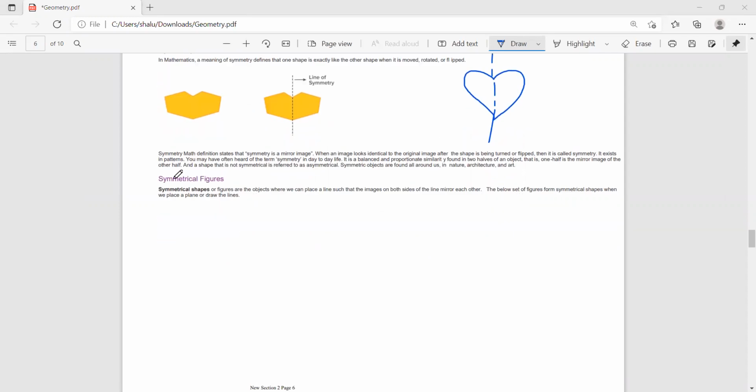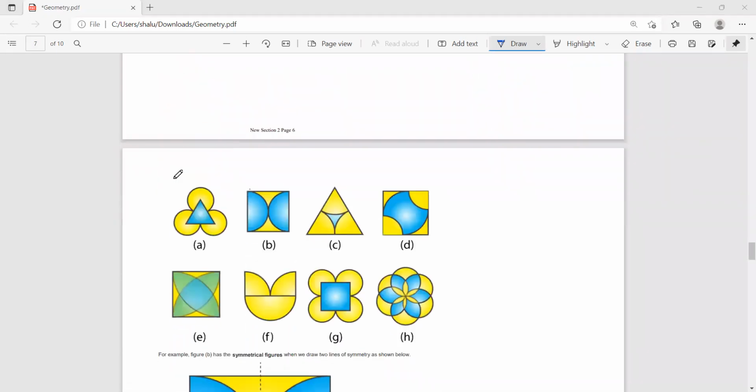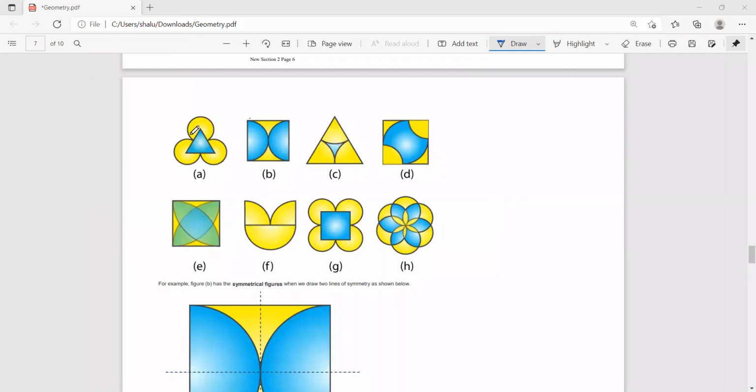Okay. So symmetrical figures. Now we come to the figures or shapes that are symmetrical. Let's see. These are some examples of symmetry. See how this figure is symmetrical.